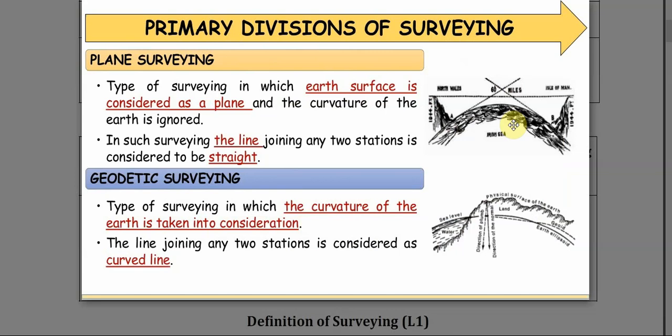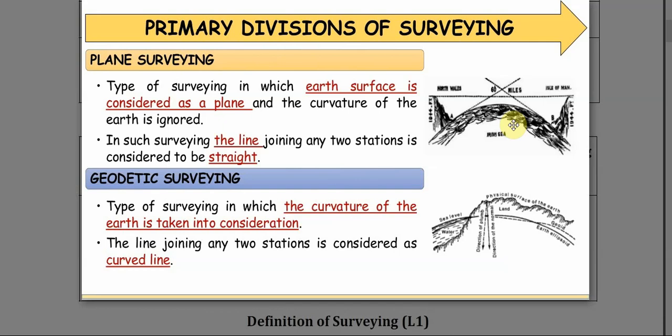Next, primary divisions of surveying. There are two primary divisions. There are two divisions of surveying. The first one is plane surveying. The second one is geodetic surveying. The difference between these two is in plane surveying we are considering the Earth's surface as flat. The curvature of the Earth is neglected in plane surveying. In geodetic surveying, we are taking into account the curvature of the Earth.